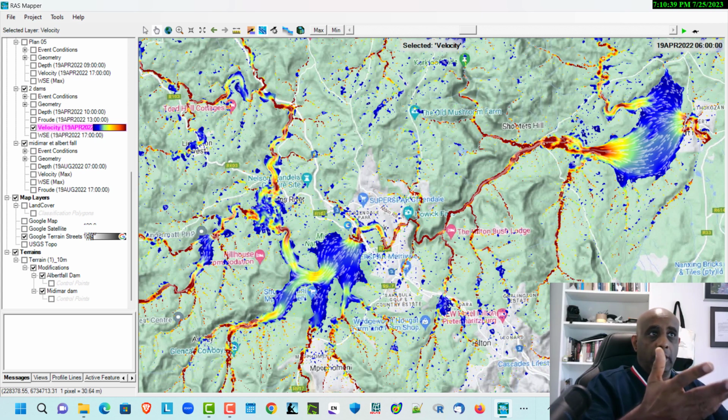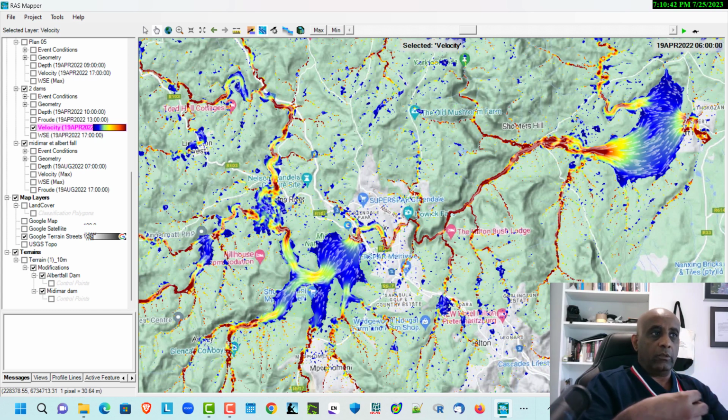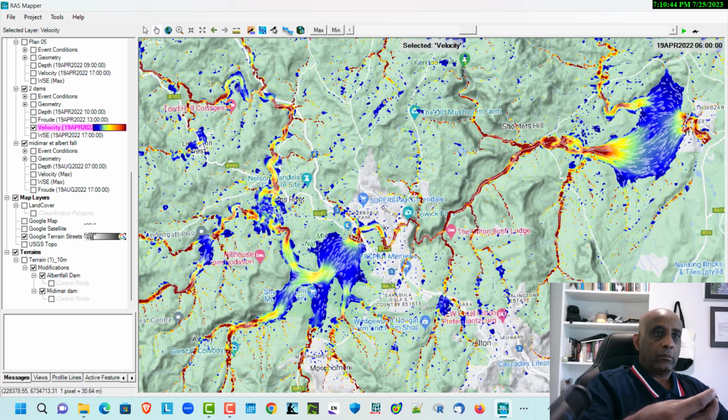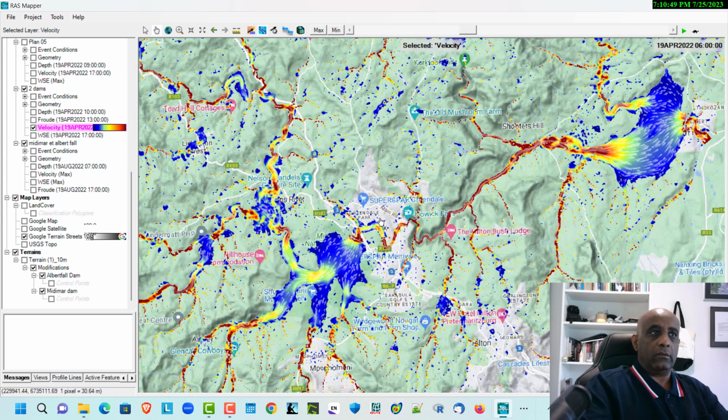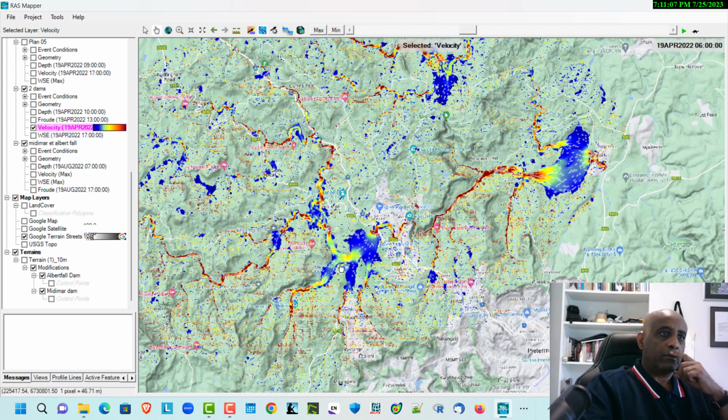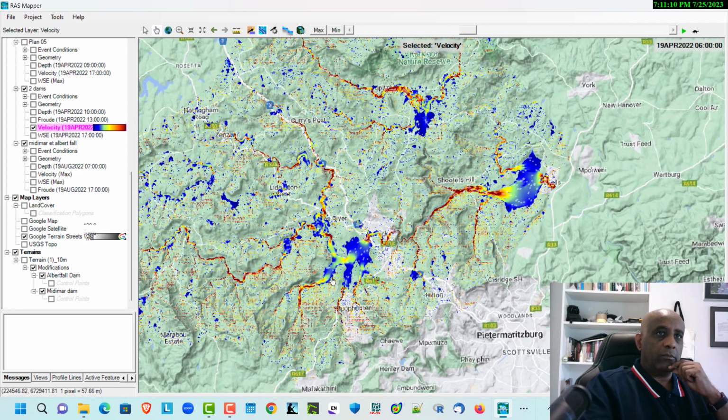So that is wonderful. HEC-RAS can tell us everything about this. And it's wonderful, you can see the flow. This is velocity. The red is higher velocity, and the blue is very low velocity, gentle. Very slow velocity, subcritical flow. Here also, this is Midmar and Albert Falls.